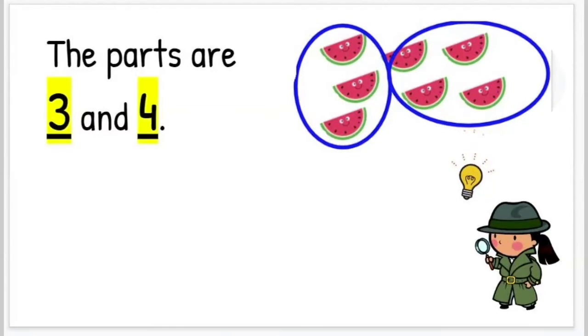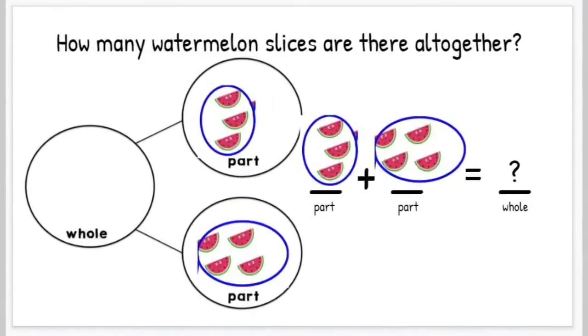Okay, organize your thinking with circles. The parts are 3 and 4. Okay, let's use a number sentence to organize our thinking and our number bond. So we have 3 watermelon slices as one of the hidden parts and 4 watermelon slices as the other hidden part. So 3 watermelon slices plus 4 more watermelon slices. That would give us our whole amount. So my question to you is, how many watermelon slices are there all together?